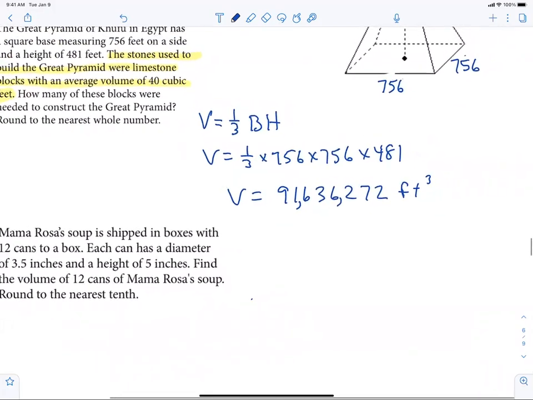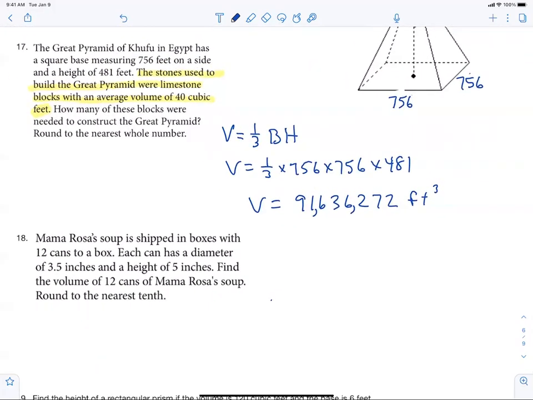But they also said that each block or each stone was 40 cubic feet. So how do I determine how many stones were used? Yep, divide by 40. Good job, kiddo. Divide by 40. So there were stones. Approximately how many stones?